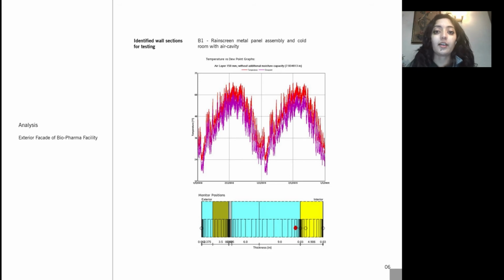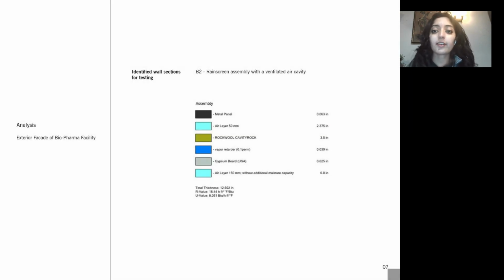While testing other sections, we saw that condensation was happening only outside of the cold room wall. The wall section in the mechanical space, which was on top of the cold room, had no possibility of condensation, and the section of the control storage also showed no risk of condensation. So basically, the exterior rain screen facade that we had designed was mitigating the problem of condensation, but the low temperature of the cold room was causing the issue.